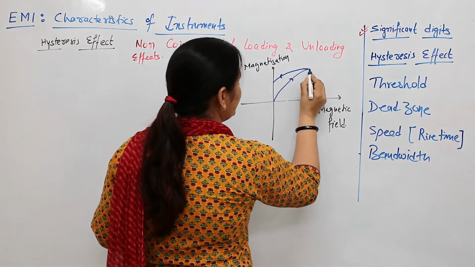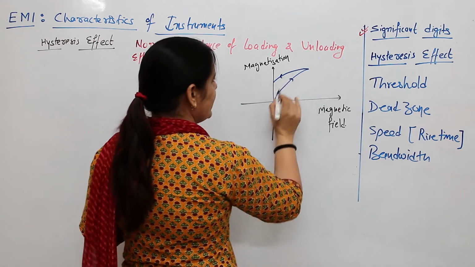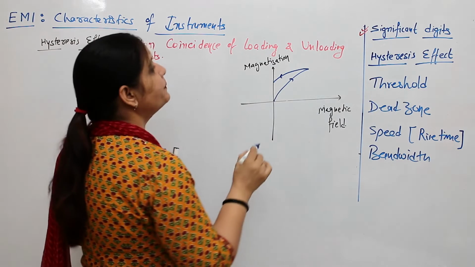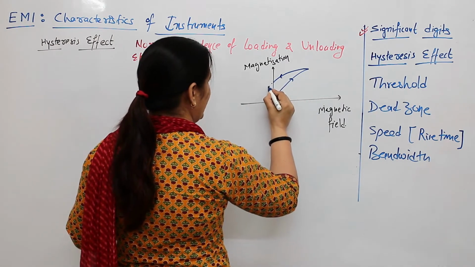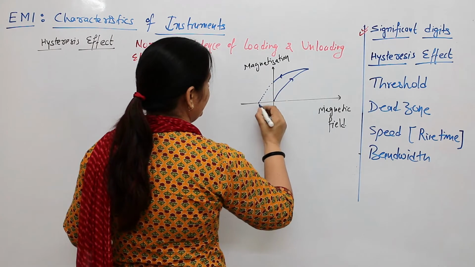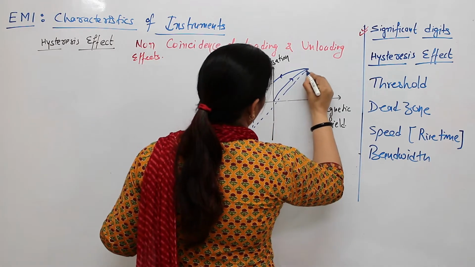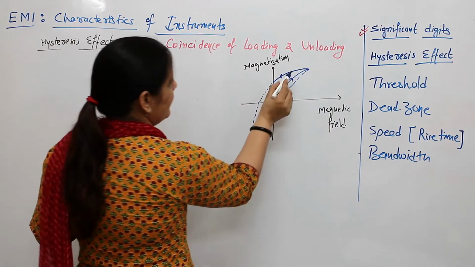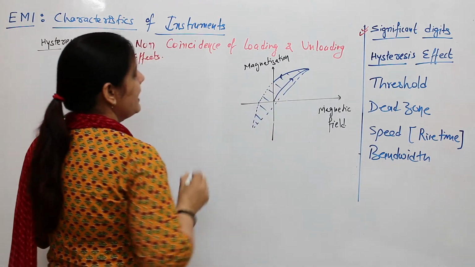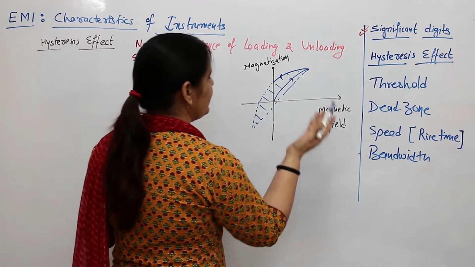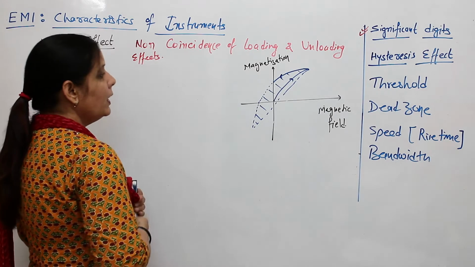When you apply some excitation and then remove it, they are not coincident with each other, and this phenomenon is defined as the hysteresis effect. To make this magnetization zero, you have to apply a magnetic field of opposite polarity, and the complete curve will be like this. Okay, and the area between these curves can be defined as the hysteresis losses that occur between the magnetization and demagnetization of a given ferromagnetic material.